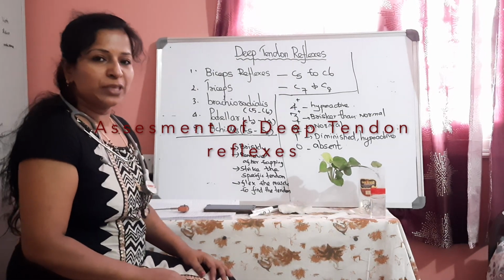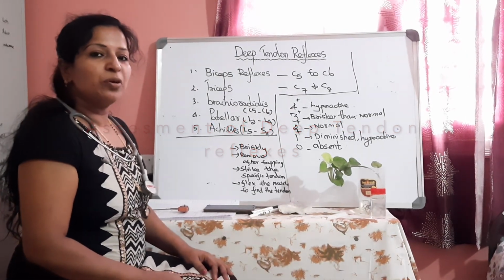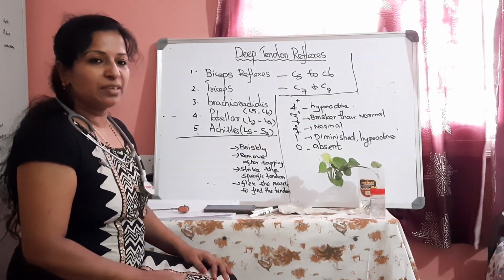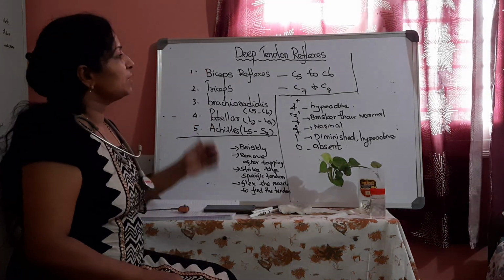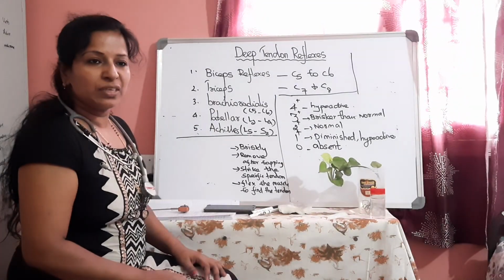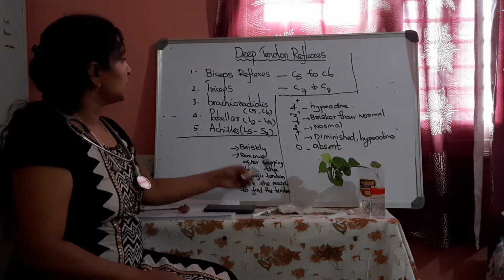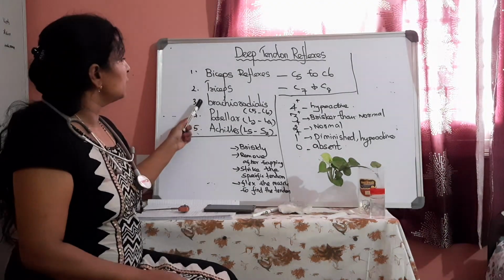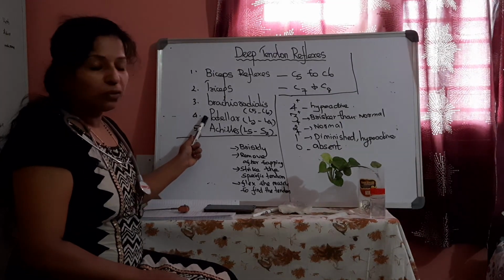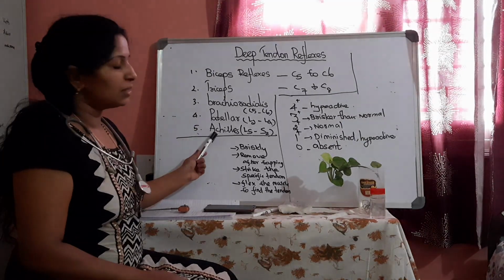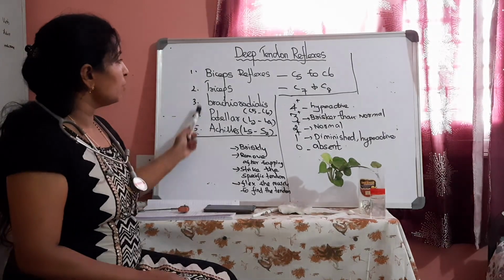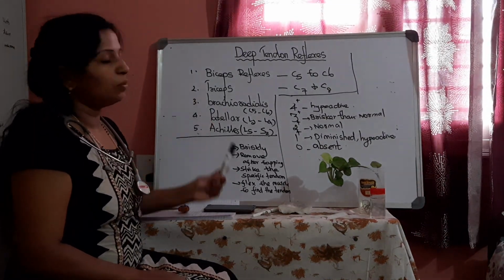Good morning, dear students. This class I am going to discuss the deep tendon reflexes. There are 5 deep tendon reflexes we are going to assess. The first one is the biceps reflex, second is the triceps, third is the brachioradialis, fourth is the patellar reflex, and the last one is the Achilles reflex.